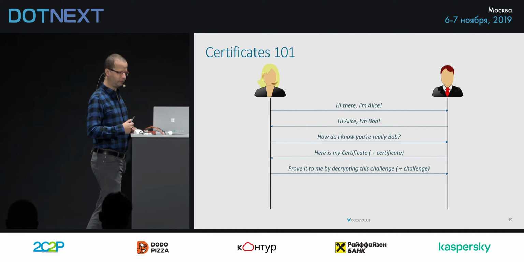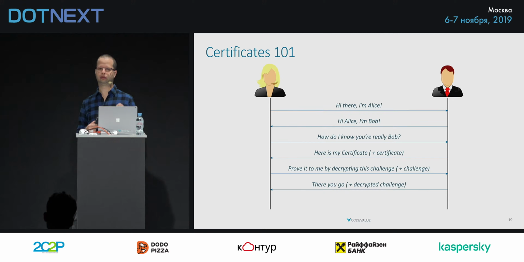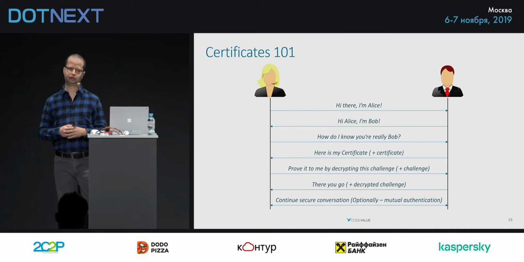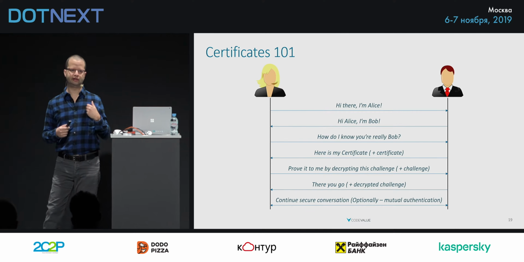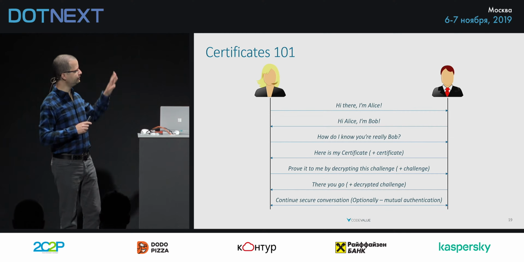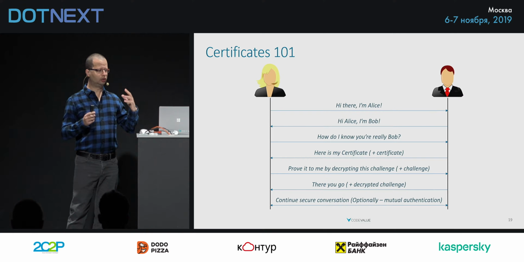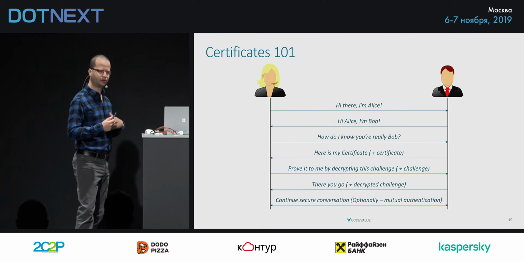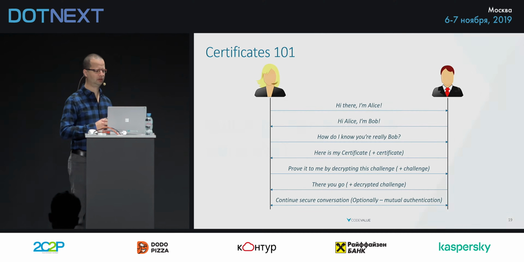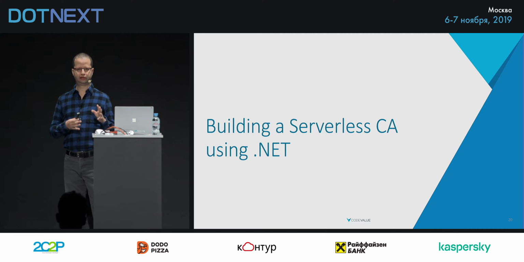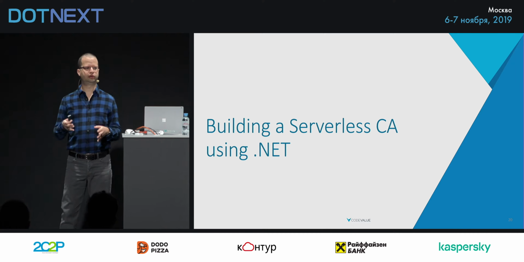So assuming Bob has the private key, they can respond with the decrypted challenge, and then we have a secure conversation. Optionally, Alice can continue and prove their own identity to Bob, creating mutual authentication. But this is the way this usually works. And TLS, again, this is an abstracted version, but TLS works in the same manner, using the same principles, and our solution works in the same way. Exactly. So these are the basics of public key infrastructure and certificates. Now, how do we take this and turn it into a working solution in .NET?